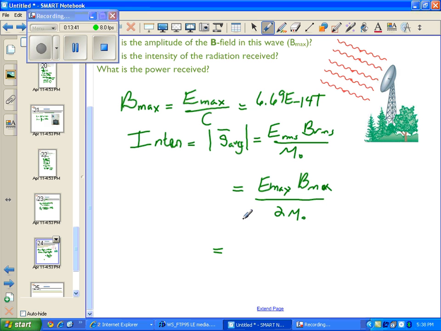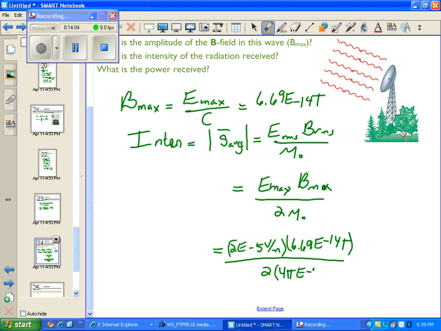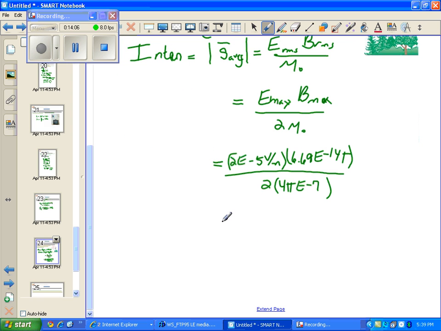Plugging in our values, we've got 2 e to the minus 5 volts per meter times 6.69 e to the minus 14 Tesla, divided by 2 times 4 pi e to the minus 7. That gives us a value of 1.67 e to the minus 12 watts per meter squared.